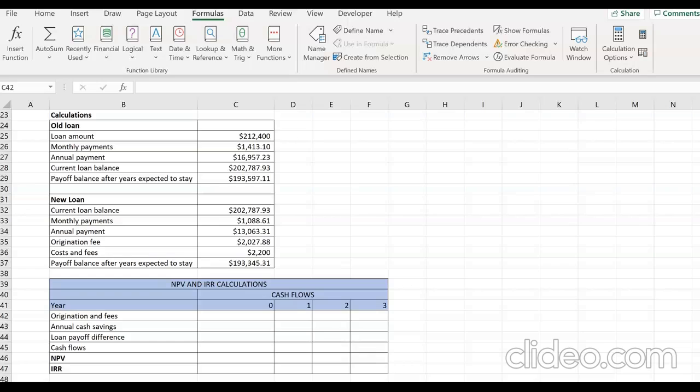I calculated the NPV, and I used the NPV Excel function, and I added back the initial cash outflow to calculate the IRR. I have used the IRR Excel function.